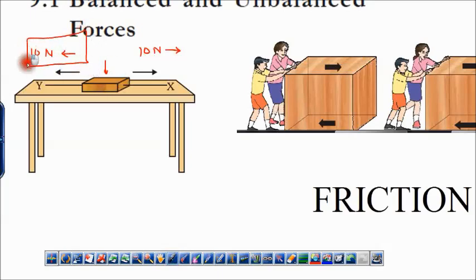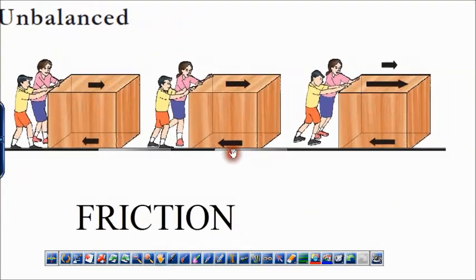Because in balanced forces, the net force is considered as zero. Imagine two children pushing the box. They apply 10 Newton force. The box applies 10 Newton back to them. Therefore, the force is balanced. Therefore, the box does not move. They increase their force to 30 Newtons. The box is capable of giving back 30 Newtons. Balanced forces. Therefore, the box does not move.